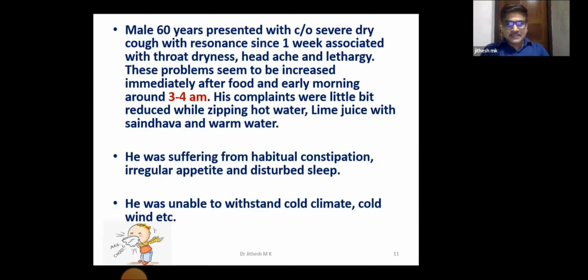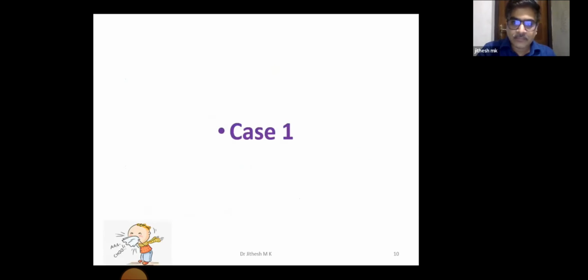As I explained, the treatment explained by the Acharyas for Vatika Kasa, the previous one. There are 2 types of Vatika Kasa, isn't it? I explained. One second, I will go to the previous slide. I am not able to change the slide.